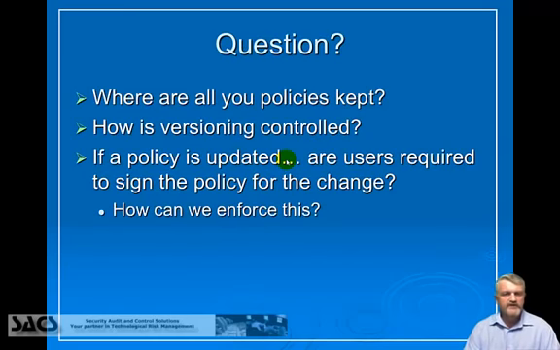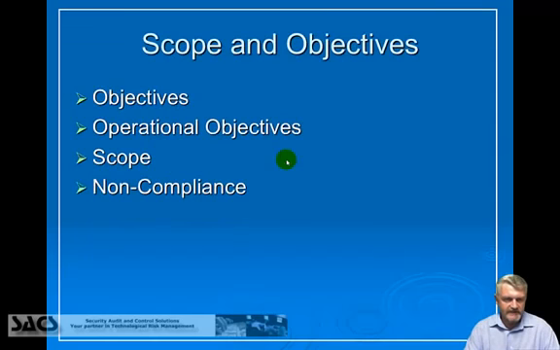Where should all these policies be kept? How is the versioning controlled throughout the organization? If we've got a new version of the policy, have you got what has changed, what's updated, and so on? If a policy is updated, are users required to sign the policy for the change? How can we enforce this? The process that we'll have to go through is to say, there's the change, have a review period of 30 days. People are unhappy, let's discuss that. If nobody's unhappy anymore, let's actually make it a policy.